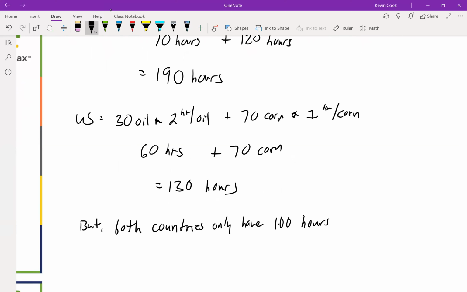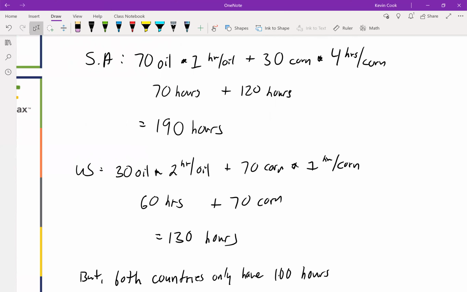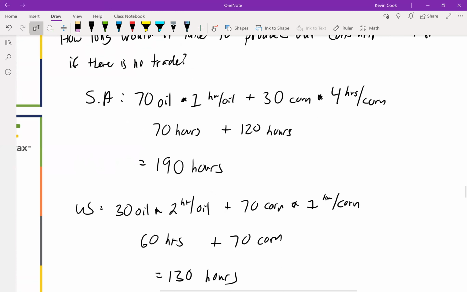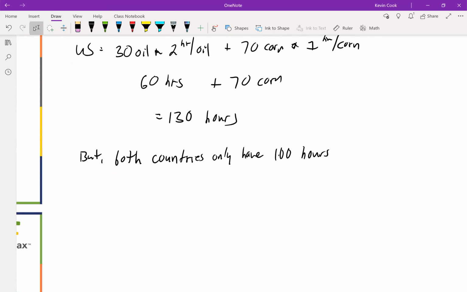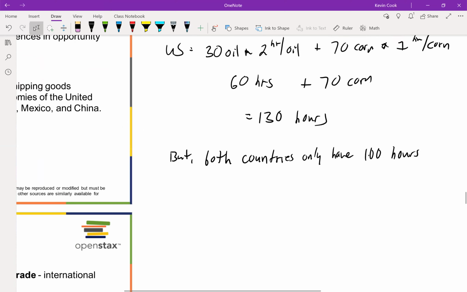Now, since they only have 100 hours, in autarky, or if there was no trade, they would not be able to produce what they're consuming. So both of us became better off with trade. So again, we see the gains from trade and we see this acceptable range of prices and so on. So that's the main idea of, again, comparative advantage, absolute advantage, gains from trade, and so on.